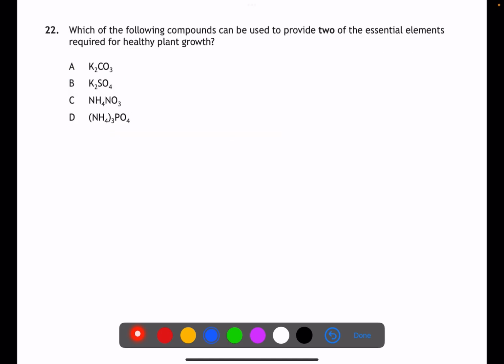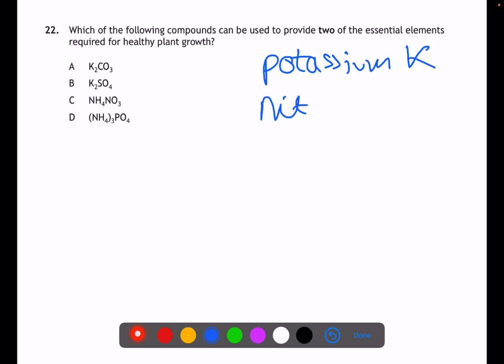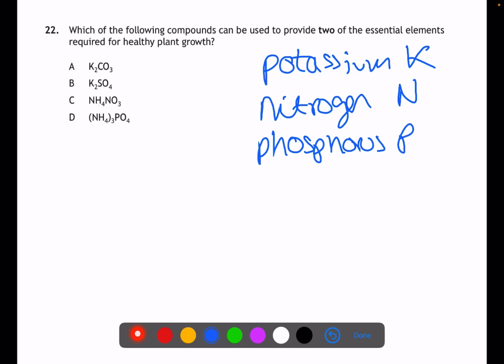Question 22. Which of the following compounds can be used to provide 2 of the essential elements required for healthy plant growth? So there are 3 essential elements required for healthy plant growth. So the first is potassium, K. The next is nitrogen, N, and the last is phosphorus, P. So we have to have a look at the formulas and see which ones will provide 2 of these. So the first one just has K, the second one also just has K, the third one only has N, but D has N and P, so would be suitable.